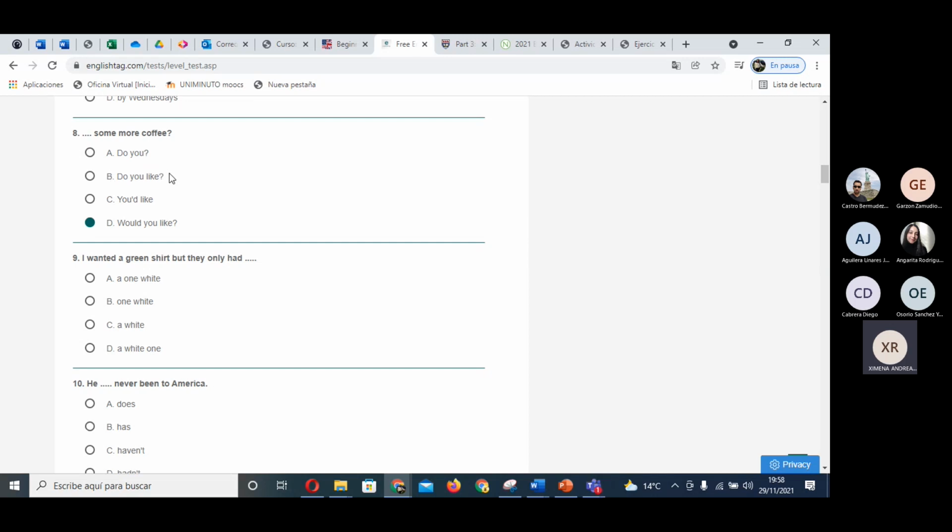En este caso, nosotros hacemos selección de la opción D porque es un poco más elegante, más formal, y pues consideramos que la situación, aunque no tenemos un mayor contexto, se presta para un contexto más elegante, más formal. That's why we select the option D. Would you like some more coffee?